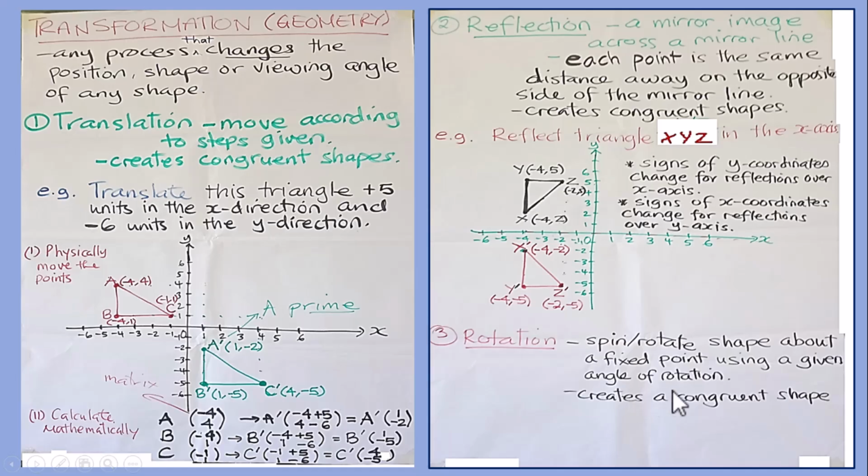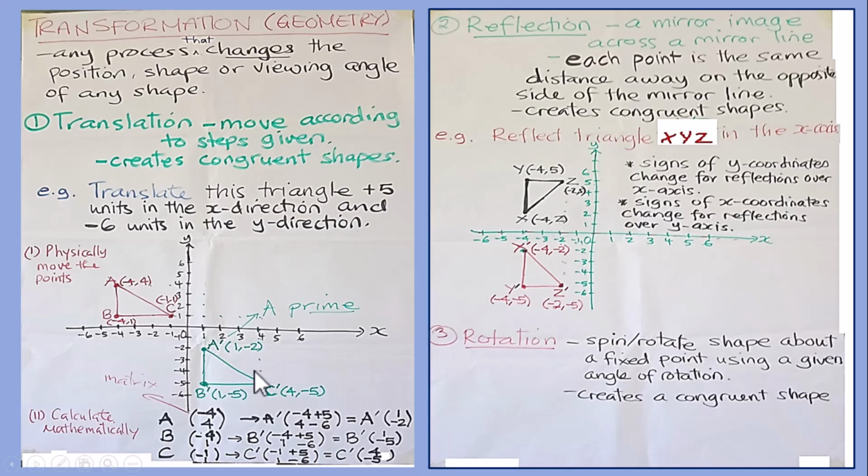And in this type of transformation, we are still creating a congruent shape, meaning the shape after it has been rotated is still the same shape as the original shape. However, its viewing angle is different from the original one. Unlike translation, where the viewing angle is still the same, however, the position has changed.